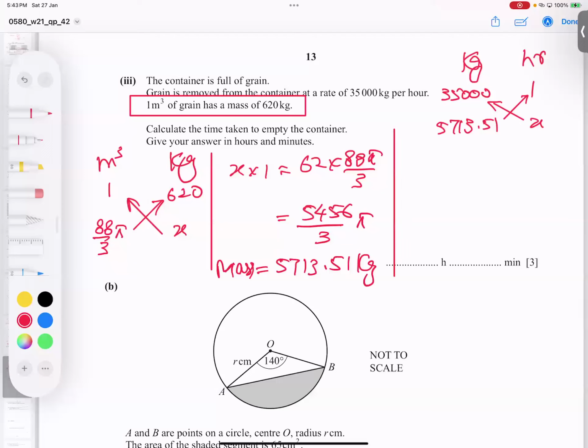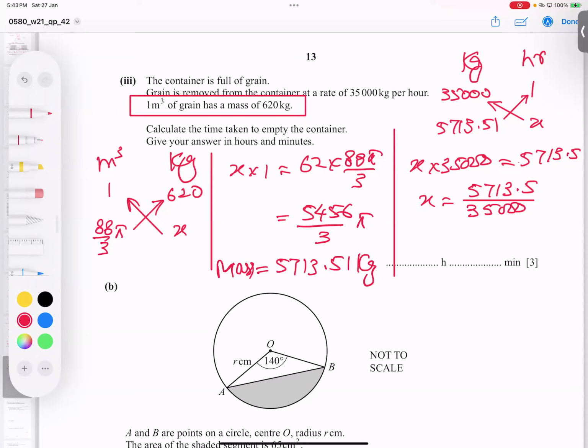So look, I'm doing it here now. X times 35,000 and 5713.51 goes under division. If I divide it, what answer can I get? Hold on, wait a minute. I think I made some mistake. Okay, yes, one mistake is there. I make a correction: 5713.5 divided by 35,000. And hold on, I think some mistake is coming here with me.